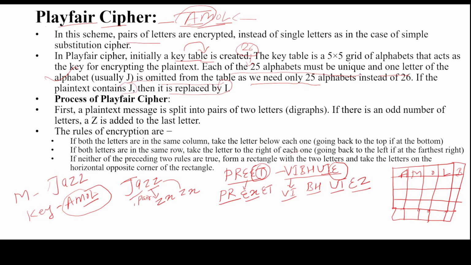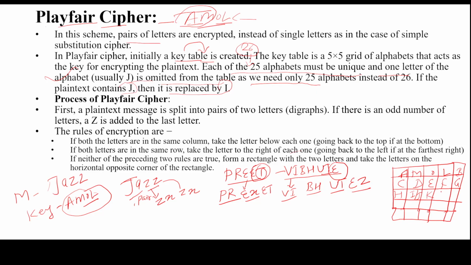B will be there. C, D, E, F, G, H, I. I or J or both can be added. So I am writing I along with J. Fine. So in some cases, as per the rule, you can omit J and write any one single letter, but now I'm using both the letters.